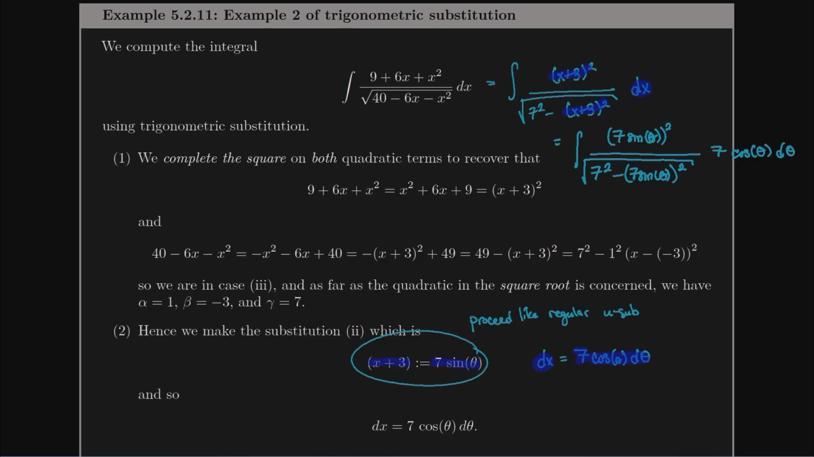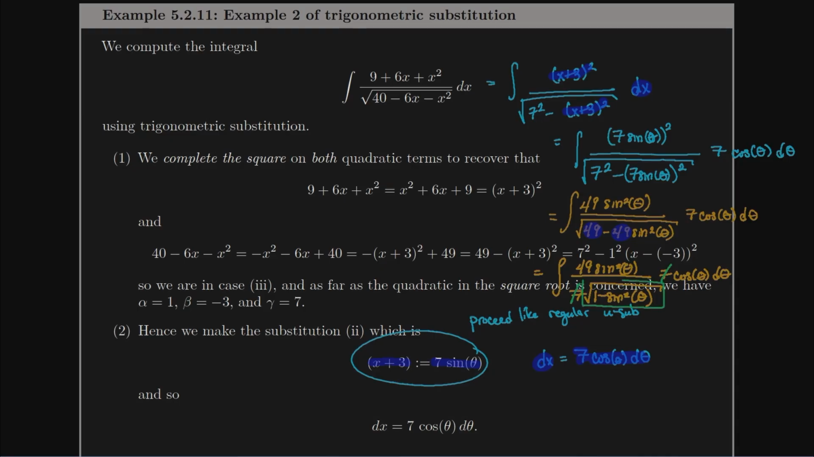And at this point, I should go ahead and simplify. So what does my numerator look like? Well, it looks like 49 sine squared theta. My denominator ends up being root 49 minus 49 sine squared theta. And then I've got a 7 cosine theta out here, d theta. So my denominator will have a 7 in it, and then a square root of 1 minus sine squared theta. My numerator will just be 49 sine squared theta, and then I've got a 7 cosine theta d theta. At this point, the 7s can cancel. There's 1 and 1, they cancel.